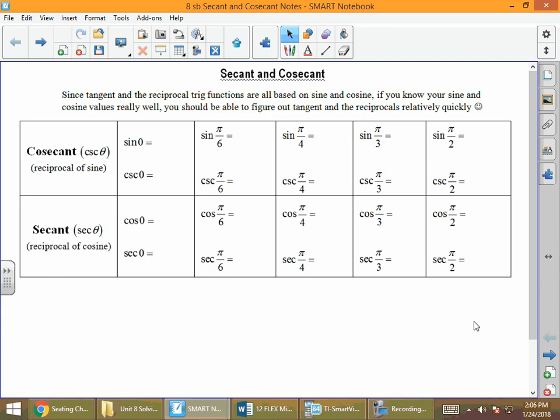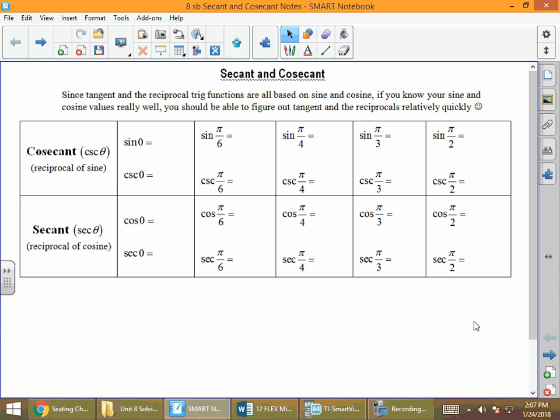Today we're going to talk about secant and cosecant. Yesterday, when we were looking at our triangles on the coordinate plane, we saw the abbreviation for cosecant, which was CSC. We saw the abbreviation for secant, which is SEC. And secant and cosecant are the reciprocal functions.